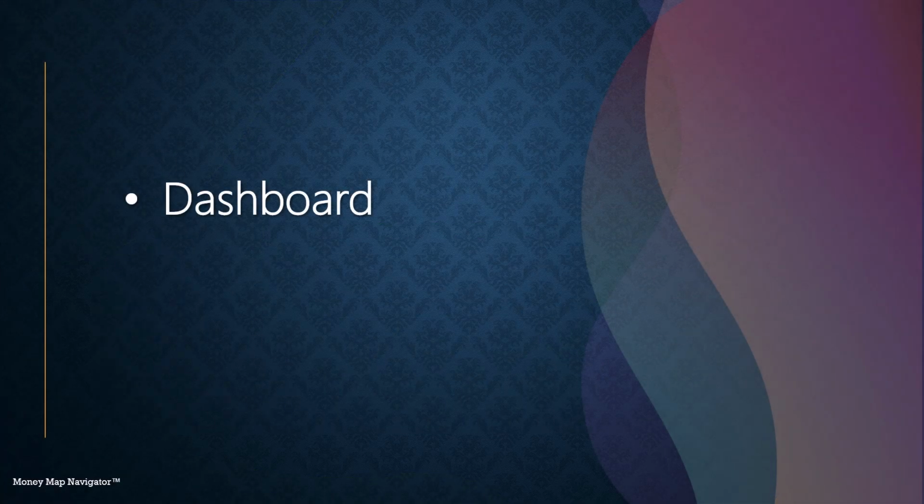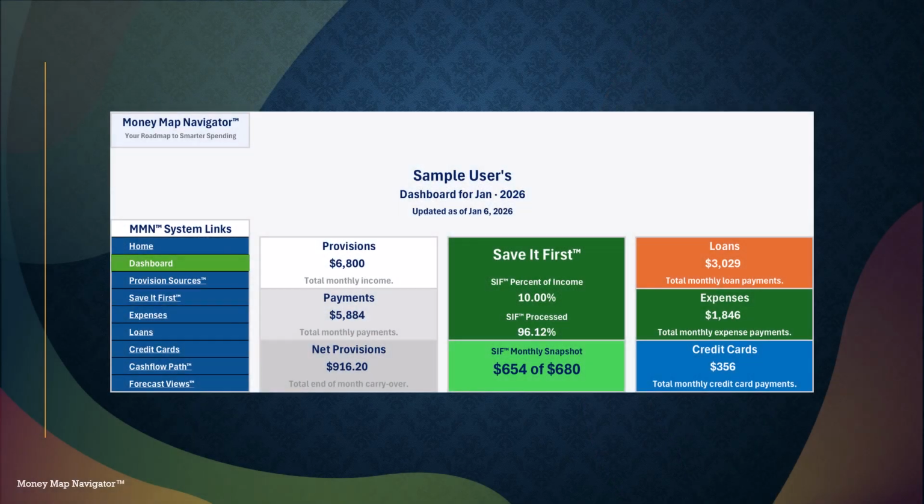The dashboard. This is your at-a-glance view of your system health. It helps you see what's safe and what needs attention. From the dashboard you can quickly see your monthly provisions, the total amount of all payments and the net amount of your provisions after all payments are deducted.